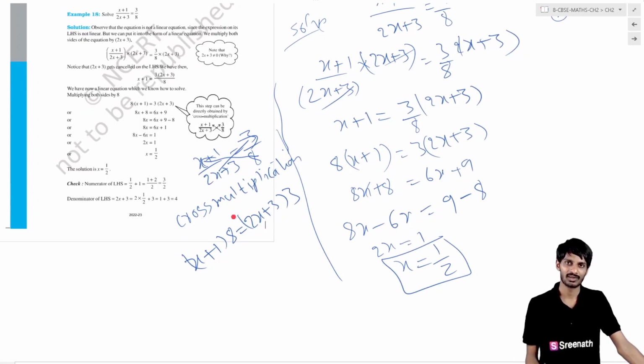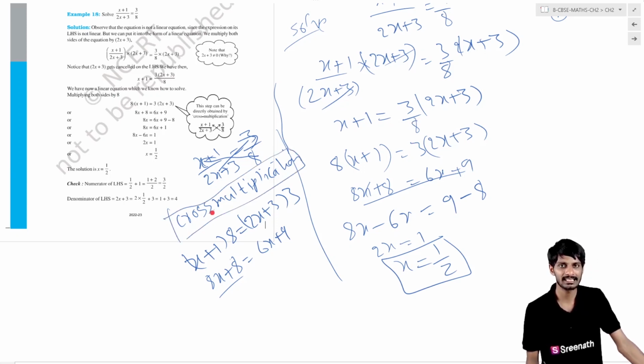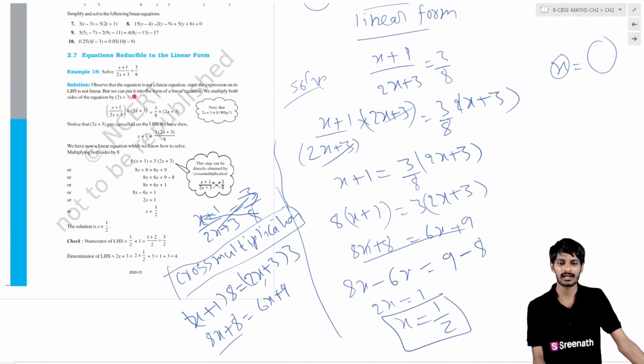We call it cross multiplication. So 8 into x is 8x plus 8, that is equal to 2 3s are 6x plus 3, these are 9. Simply again, we get this equation within one step only, but otherwise it takes some more steps. So by using cross multiplication we easily simplify and reduce the equations.